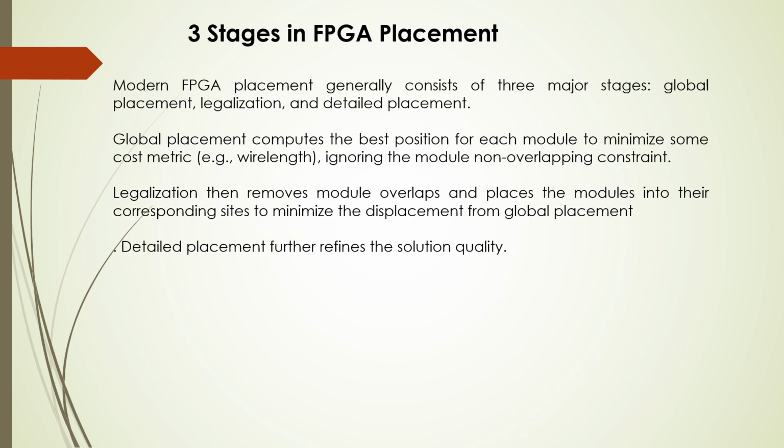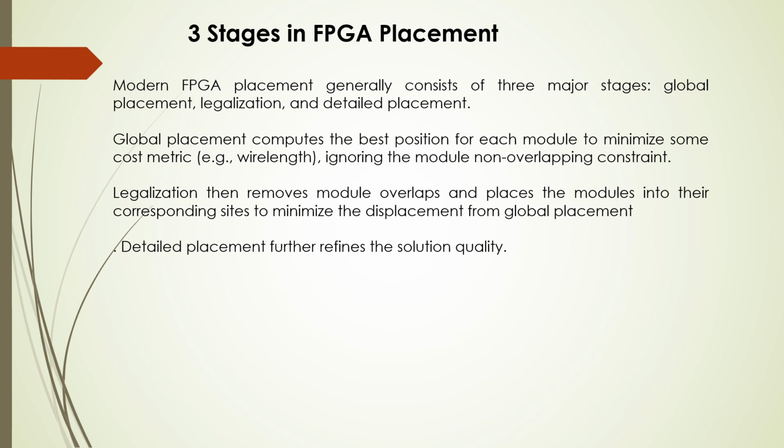Now, the three stages of FPGA placement are also important. One is global placement, legalization and detail placement. Global placement means we compute the best position for each module to minimize the cost, ignoring the non-overlapping constraint. Global placement computation is done to perform the initial positioning process quickly.